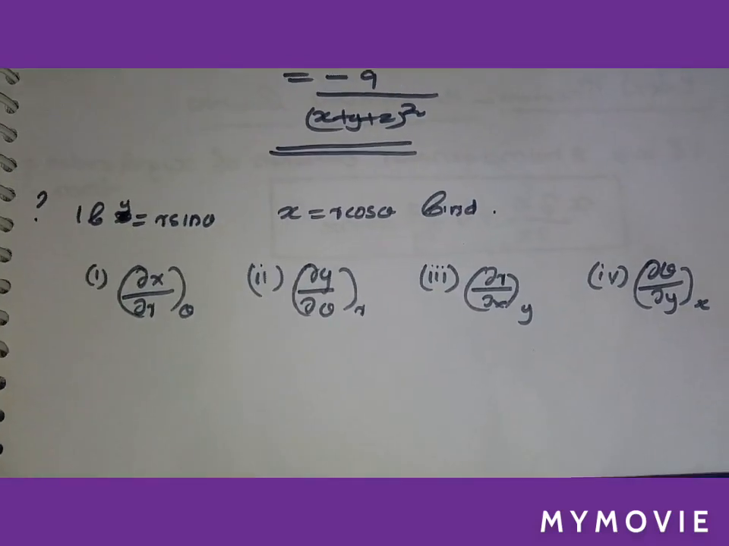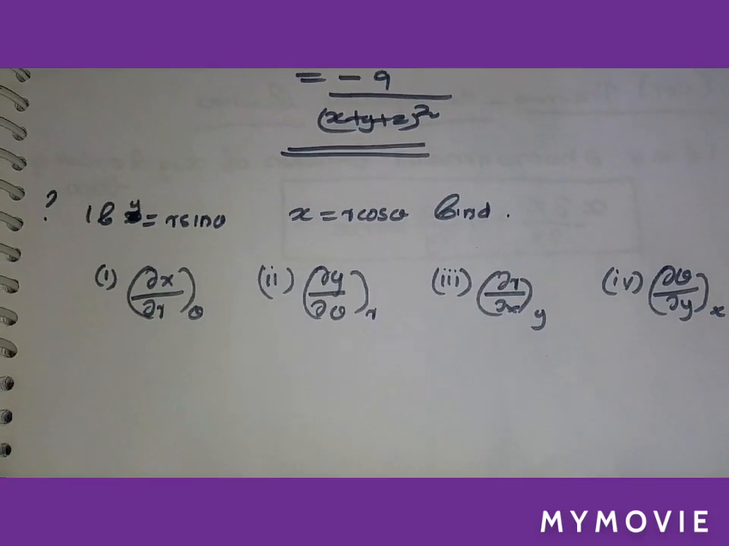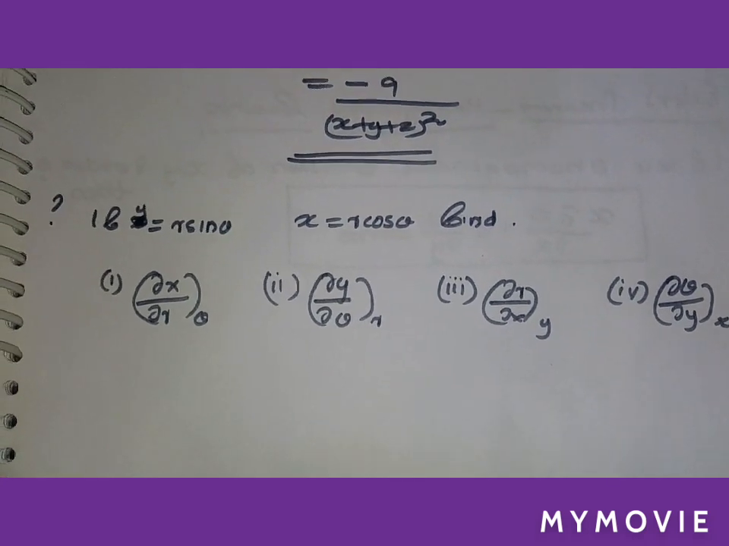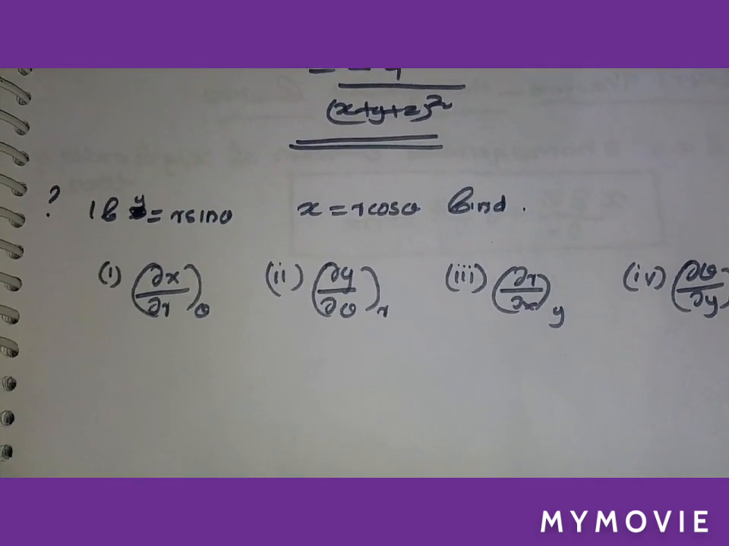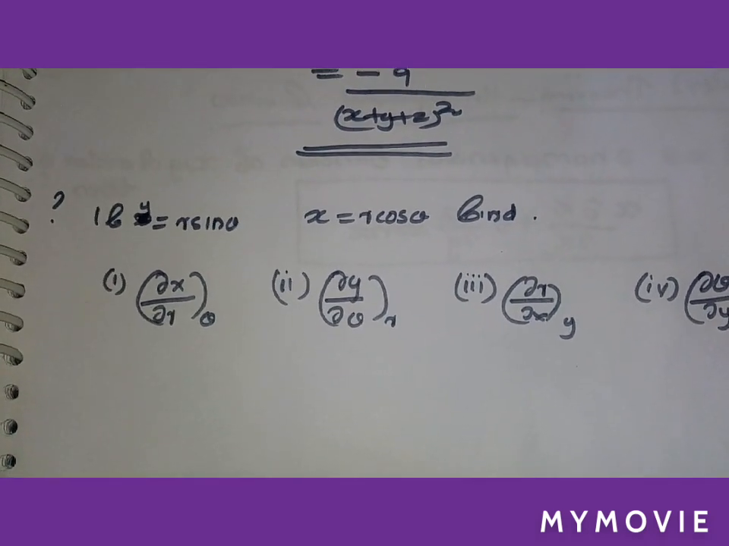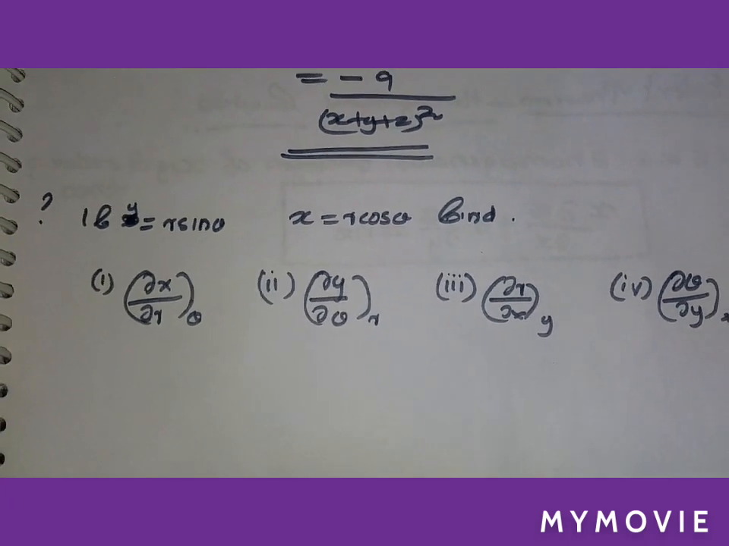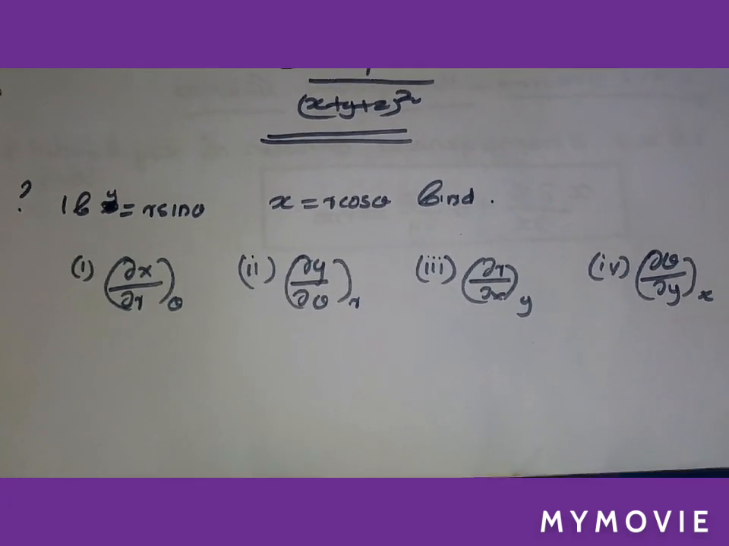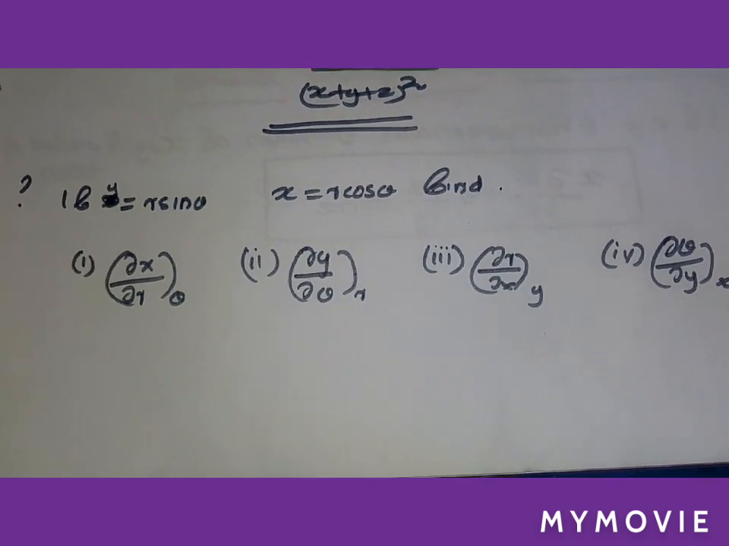Next problem: if y equals r sin θ and x equals r cos θ, we have to find ∂x/∂r, ∂y/∂θ, ∂r/∂x, and ∂θ/∂y. Okay.